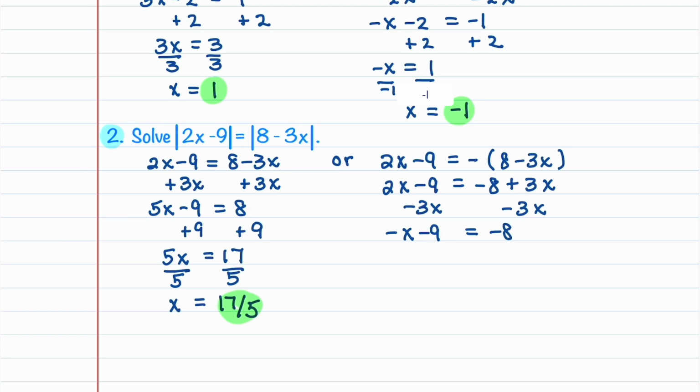Let's move our constants to the right, so we're going to add 9. And then we have minus x is equal to 9 minus 8, which is 1. And then again, we're going to divide by negative 1. And then that gives us our final answer. x is equal to minus 1. And let's highlight that. This absolute value problem had two solutions, and they were 17 over 5 and negative 1.